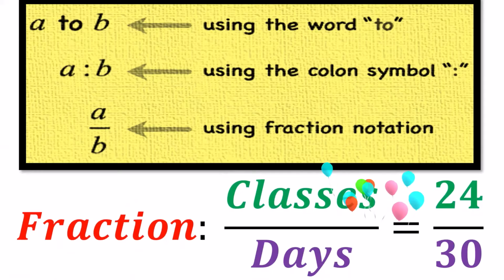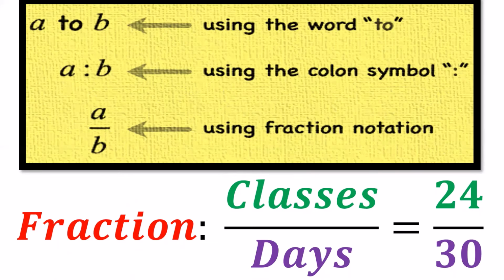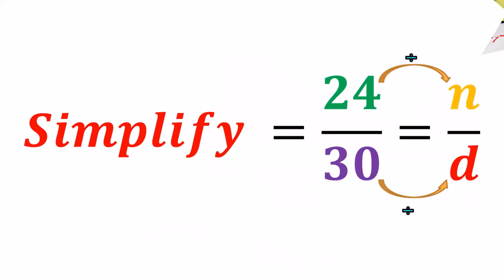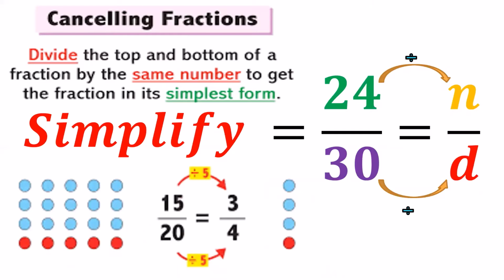Today, we have 24 classes over 30 days. We have just taken our ratio and set it up as a fraction. Now I want to simplify my fraction. The way we do that is canceling our fractions. We'll divide the top and the bottom of the fraction by the same number to get the fraction in its simplest form. For example, 15 over 20, if we divide top and bottom by 5, we'll be left with 3/4. 3/4 is the simplest form of 15 over 20.